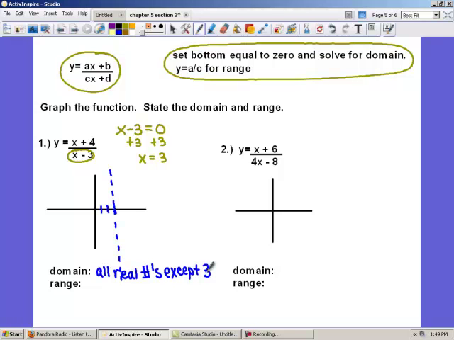Okay, now we're going to look at the range. Now it says y equals a over c for range. So if you look at this equation, we're talking about the numbers right before the x and the y. Or the two x's, sorry. So here's a number, it's just not there. And there's a number. 1 divided by 1 is 1. So the range is going to be 1. Okay, so I'm going to draw that in and I'm going to write all real numbers except for 1.